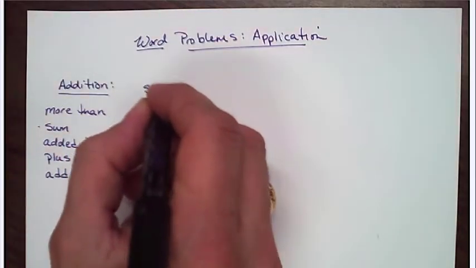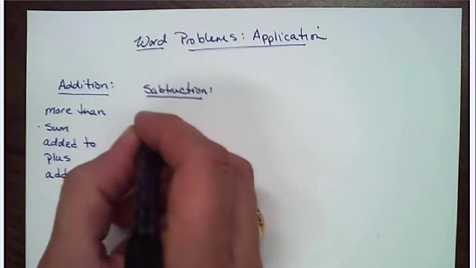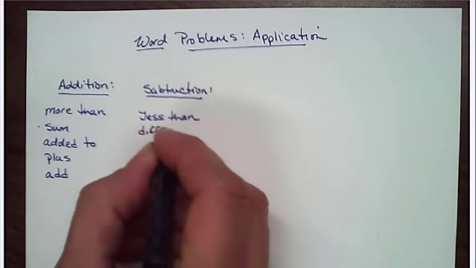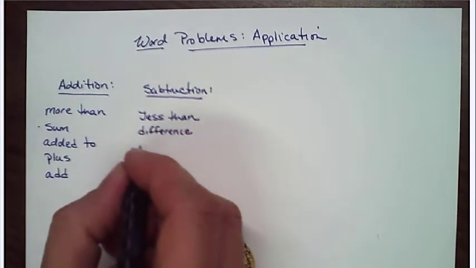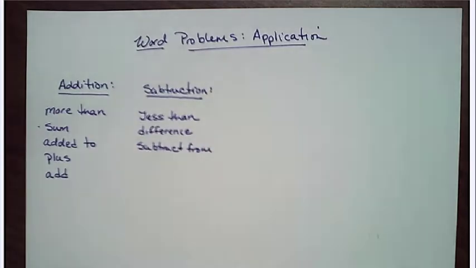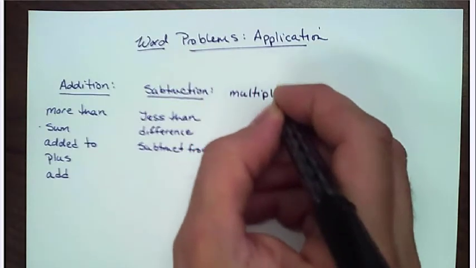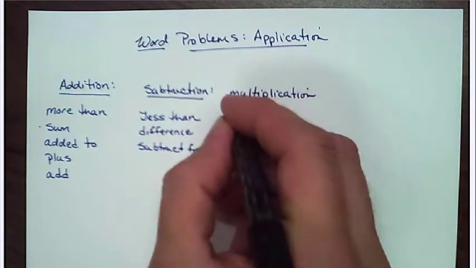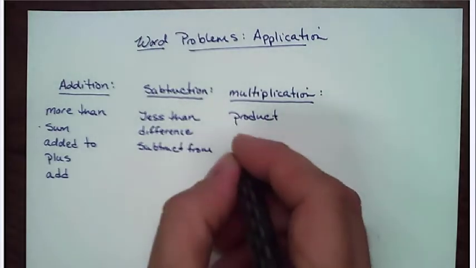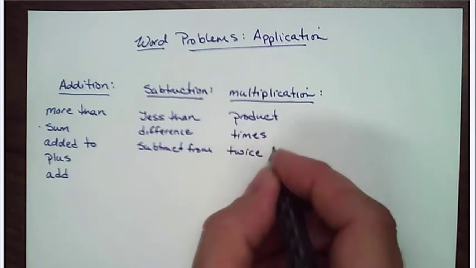For subtraction, looking for less than. Difference. Subtracted from. For multiplication, you're looking for things like product, means multiply, times, twice, typically means multiply by 2.